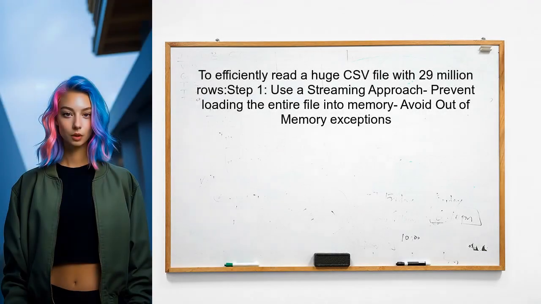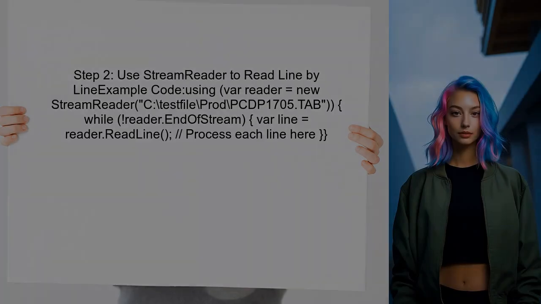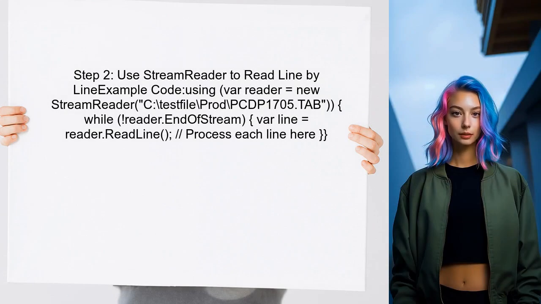To efficiently read a huge CSV file with 29 million rows, the user should utilize a streaming approach. This prevents loading the entire file into memory at once, which can lead to an out-of-memory exception. The user can start by using the StreamReader class to read the file line by line. This allows processing each row individually without consuming too much memory.